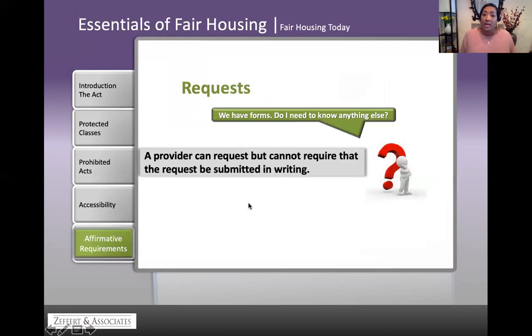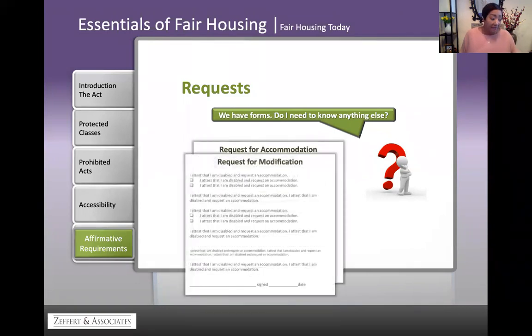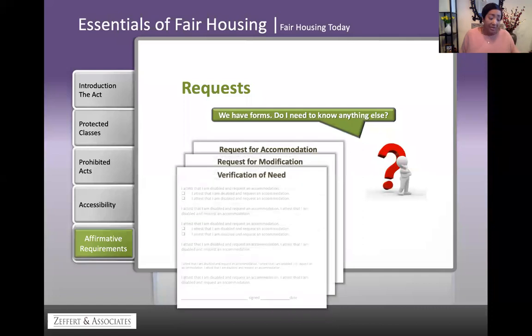So with regards to requests, we have forms. Do I need to know anything else? We're on page number 19. It says a housing provider is permitted to obtain information that is needed to evaluate if the requested accommodation is necessary due to the applicant's or tenant's disability. Again, if there's a connection or a nexus between the request and the disability, you don't need to do anything. A housing provider may not request any additional information if the tenant's disability is obvious or otherwise known, and the need for the requested accommodation is readily apparent. So again, we don't need a form if the nexus is obvious.